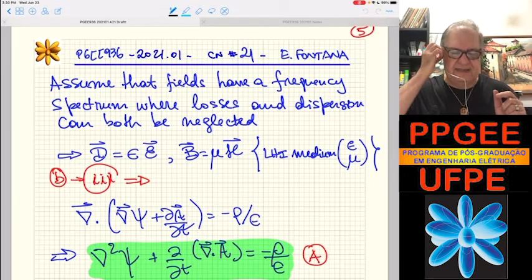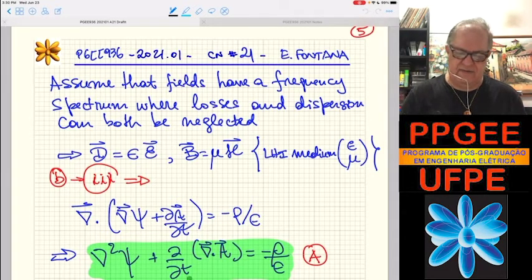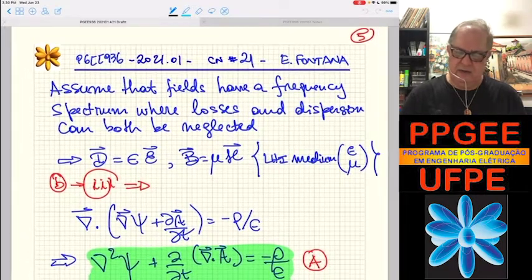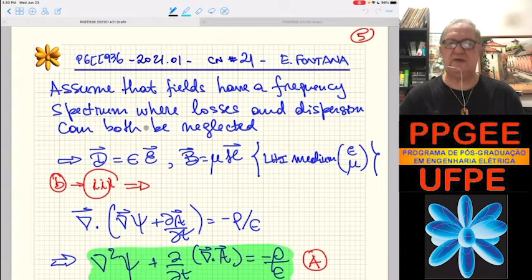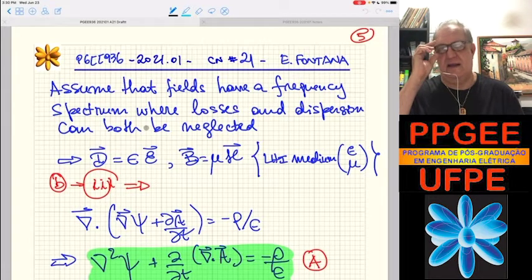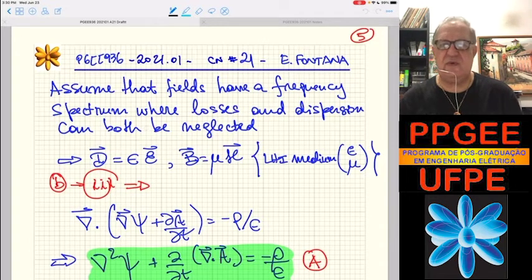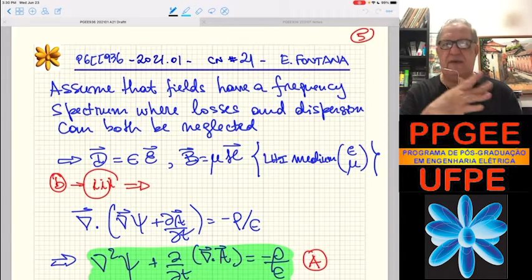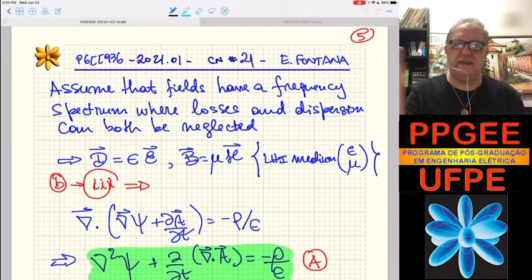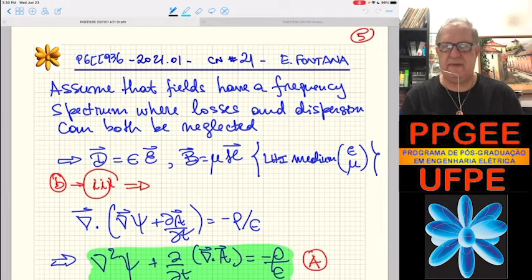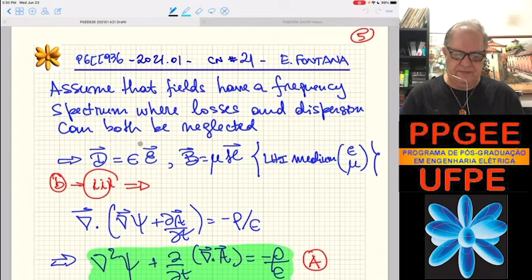So, in fact, let's assume that the fields have a frequency spectrum where losses in dispersion is a concept in which different components of the electromagnetic field travel with slightly different velocities depending on that frequency dependence of the permittivity and permeability. So let's neglect those effects.